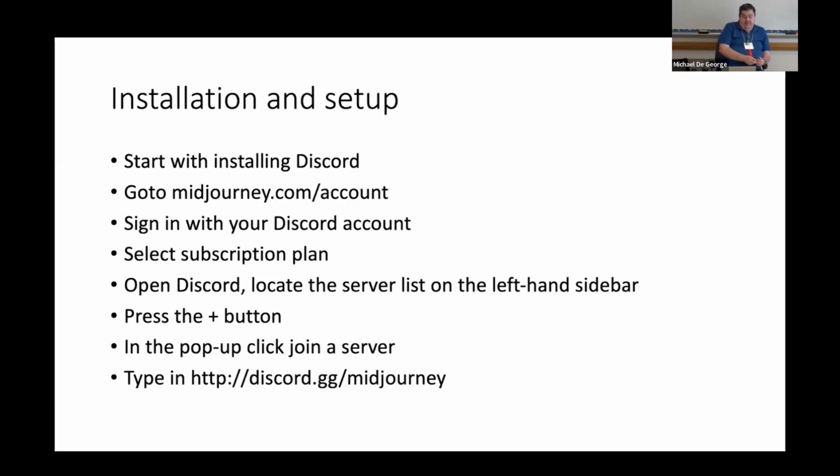So the installation is set up. You have to start by installing Discord. Fairly simple: go to the Discord website, download it, install it. Then you need to go to midjourney.com/account and create an account. You sign into Midjourney using your Discord account, and that's how it binds the two together. Select your subscription plan, open Discord, locate the server list on the left-hand sidebar, click the plus button. In the pop-up, click join a server, and type in the server name discord.gg/Midjourney, and you'll be on your way.